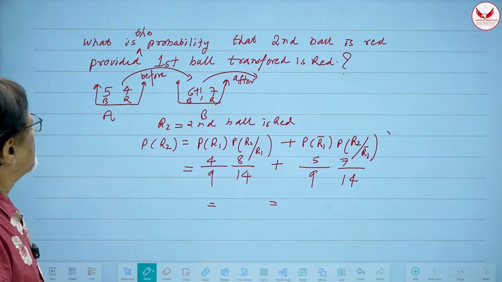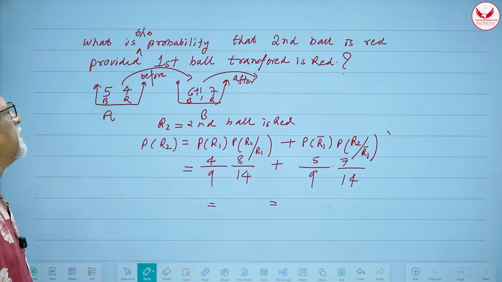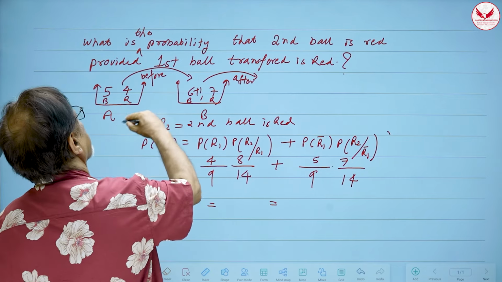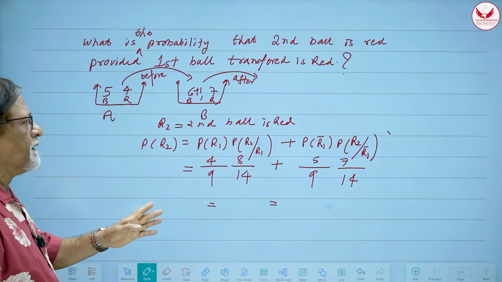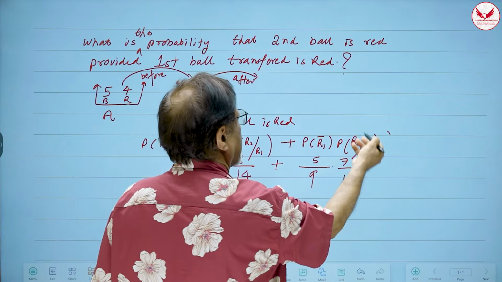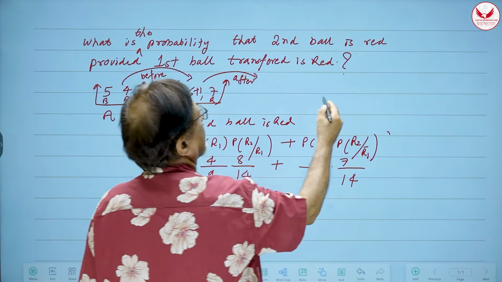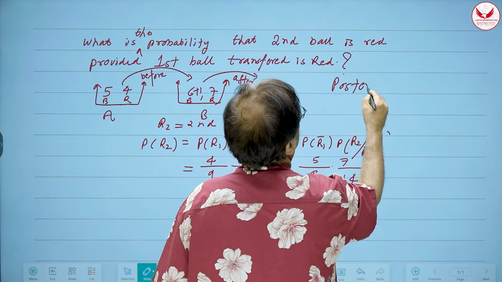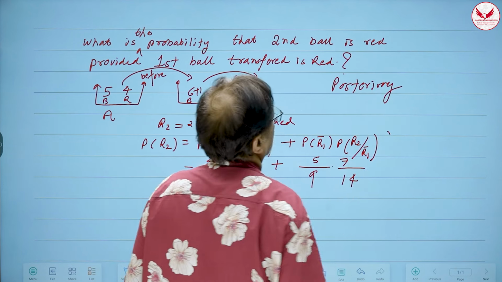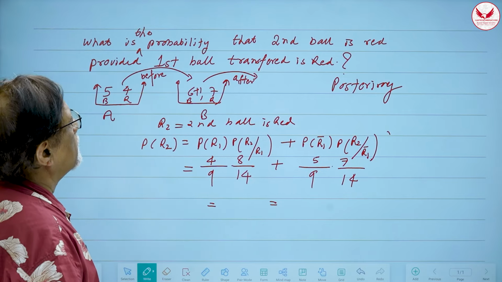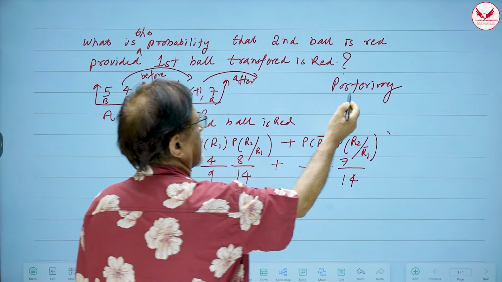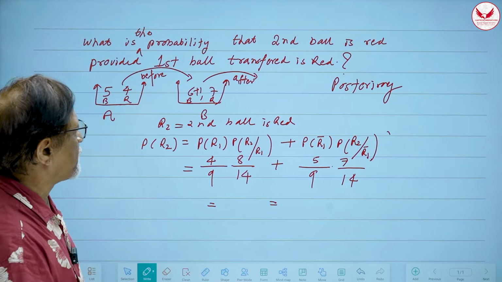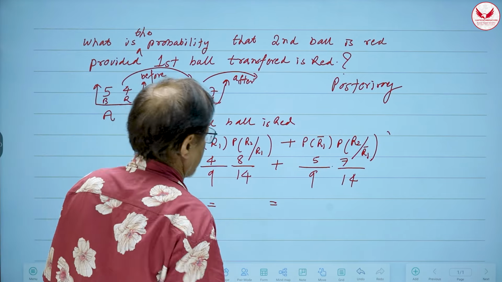So this is the kind of question which may be asked. Now this kind of question bothers about what happens afterwards, provided we know what has happened earlier, right? That kind of probability is called posteriori. I already told you. Posteriori, right? That means we are talking about the probability of second event provided I know what has happened in the first event. So it is chronologically correct.